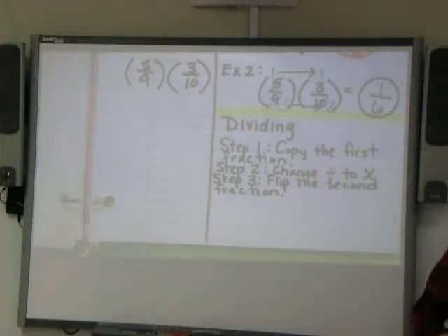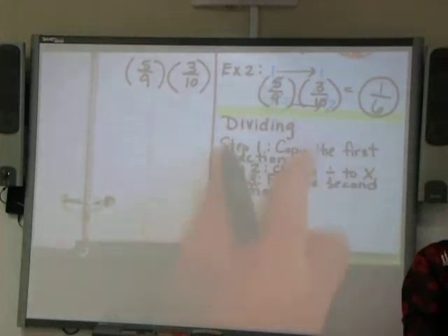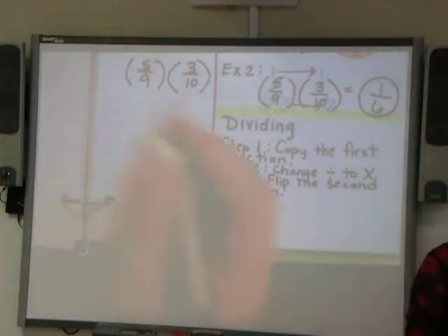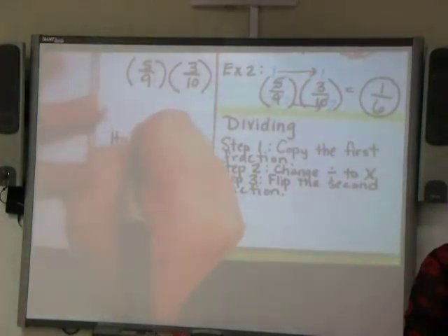So, just like I had a note over here, now that this is a set of notes, I asked up top, how do you multiply fractions? I'm going to ask here, how do you divide fractions?